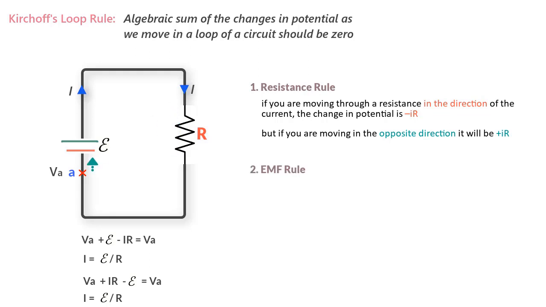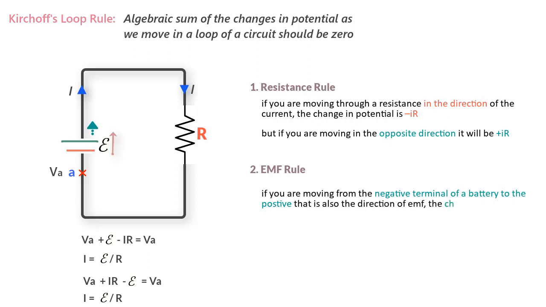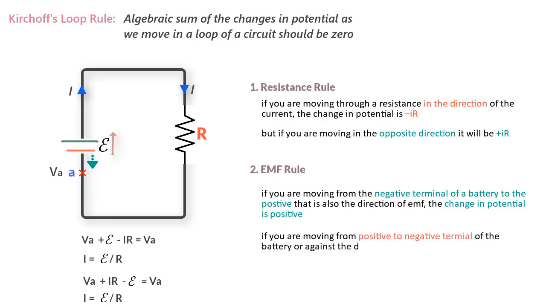The second rule is if you are moving from the negative terminal of a battery to the positive, that is also the direction of EMF, the change in potential is positive. And this actually is quite obvious, since moving from negative to positive obviously means a gain or a positive E. On the other hand, if you're moving from positive to negative terminal of the battery or against the direction of the EMF, the potential will drop, and therefore we take minus E.